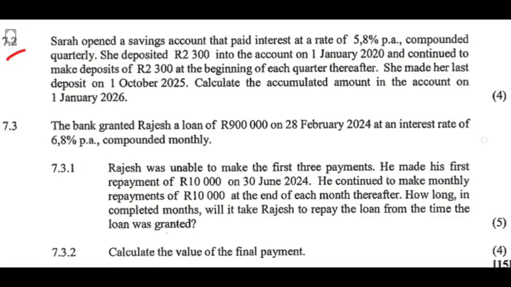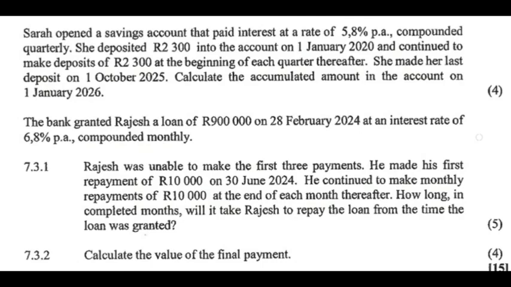Question 7.2. Sarah opened a savings account that paid interest at a rate of 5.8% per annum, compounded quarterly. She deposited 2,300 into the account on 1st January 2020 and continued to make deposits of 2,300 at the beginning of each quarter thereafter. She made her last deposit on 1st October 2025. Calculate the accumulated amount in the account on 1st January 2026. So we need to solve this question.